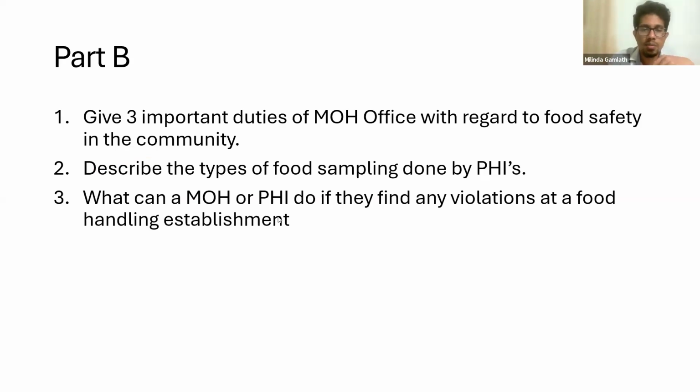Next, what can the MOH or PHI do if they find any violations at a food handling establishment? So there's two things you can do. You can give them a warning or take them to the courts. Yes, so I discussed this as well. So that's called issue a notice. That's the proper term. The warning is called a notice, right? You can issue a notice, and the other thing is they have legal action, right?